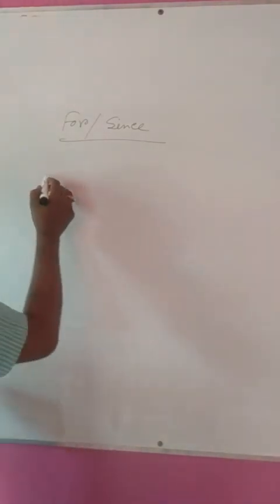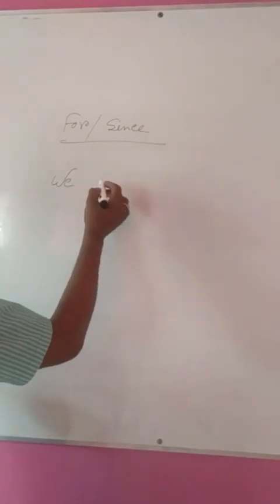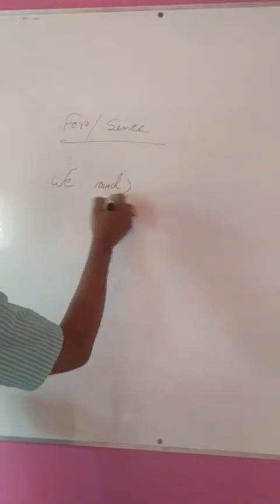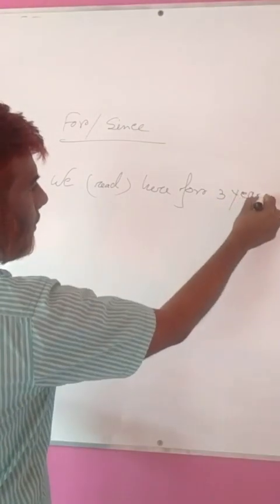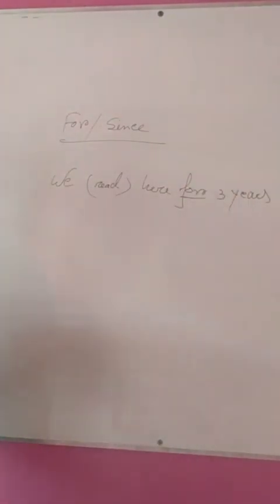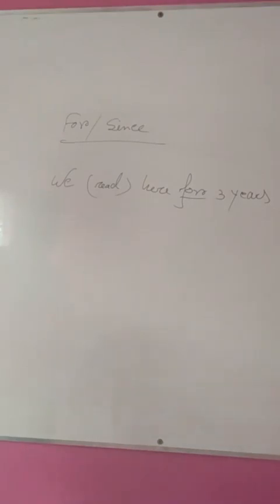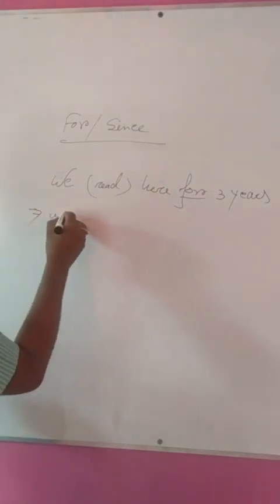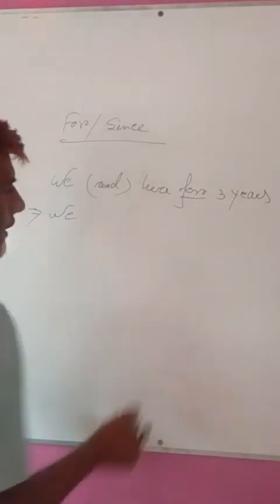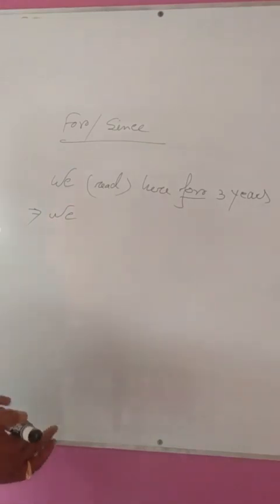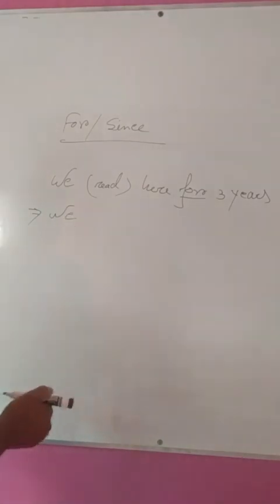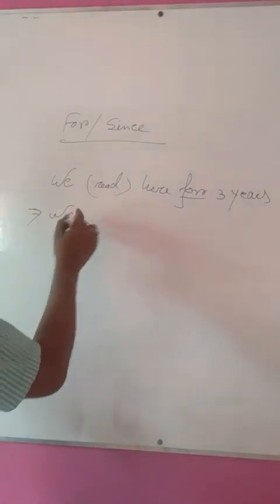For example, we read here for 3 years. Here for is telling us that it is present perfect continuous. For this reason we have to make it according to the structure of present perfect continuous tense. So let's try to solve. Dear friends, you know that the auxiliary verb of present perfect continuous is have been and has been. It is an affirmative sentence.